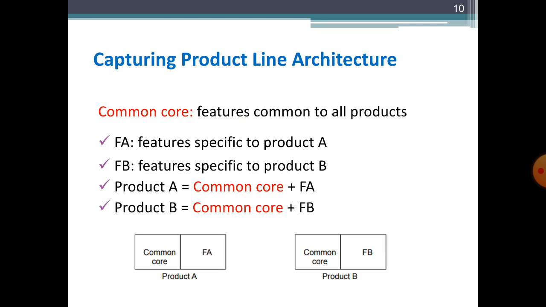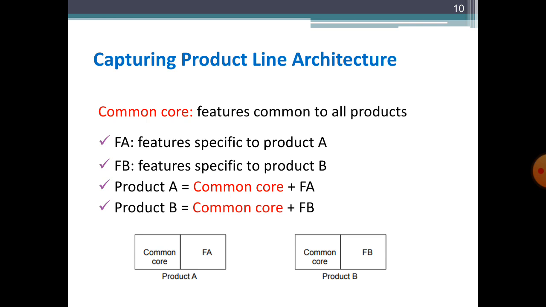So how to capture the product line architecture? These are the different terms, like common core. The common core contains the features common to all products, and FA is the feature specific to product A, and FB is the feature specific to product B. When we build a product A, it consists of the common core assets plus the feature of product A, and when we build a product B, it contains the common core assets plus the feature of B. So if you look into the diagram for product A and product B, you can see that product A contains a feature of product A, and product B contains a feature of product B.